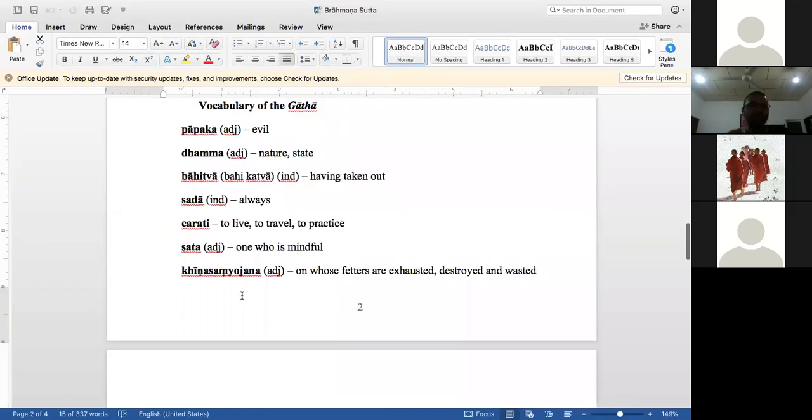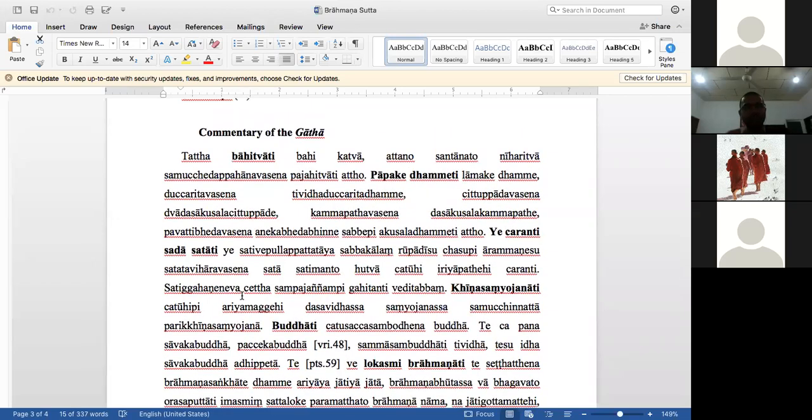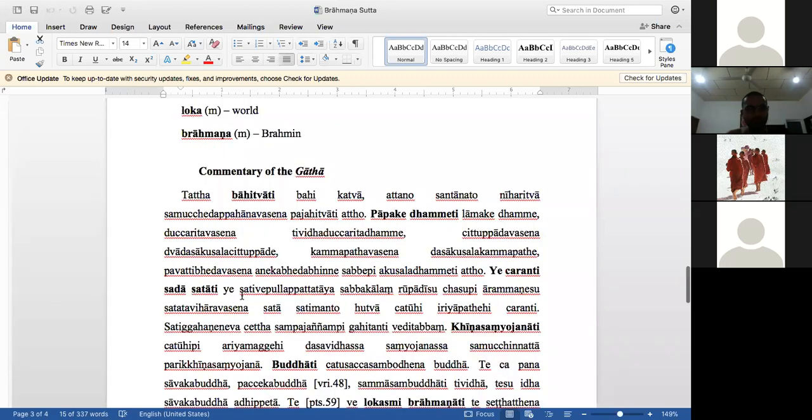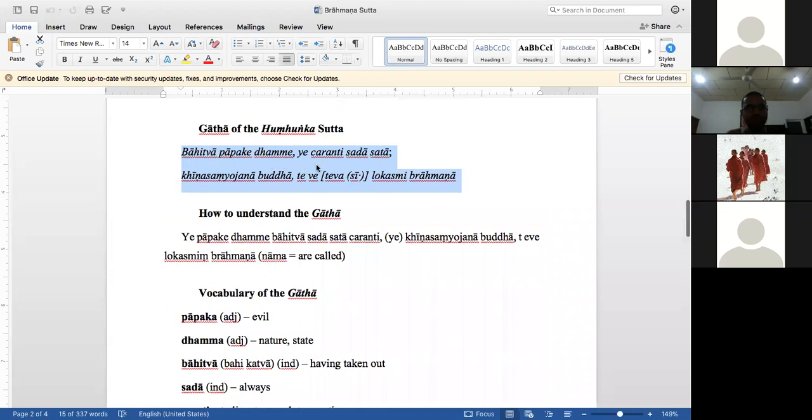I have given the commentary for the students who can read it, so they can get the idea. And I also made the words which are in the Gatha bold, so you can read the commentary clearly. So this "Bahitva Papake Dhamme Ye Charanti Sada Sata" is put in as "Ye Papake". So Ye comes in the beginning. So we have to bring this Ye to the beginning: Ye Papake Dhamme Bahitva Sada Sata Charanti.